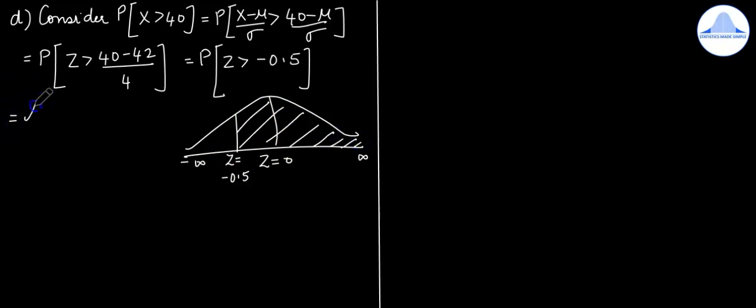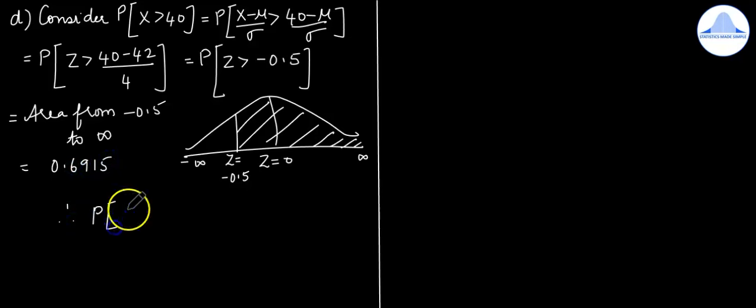So this is equal to area from minus 0.5 to infinity. So we can find out the area from any number to infinity. So the area from minus 0.5 to infinity is 0.6915. So therefore probability of x greater than 40 is equal to 0.6915.